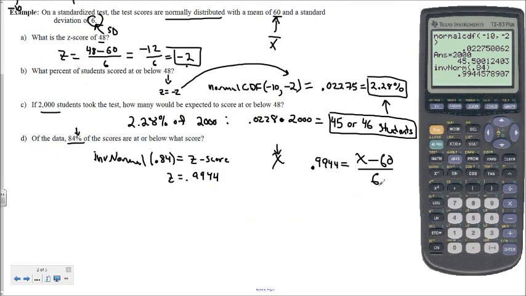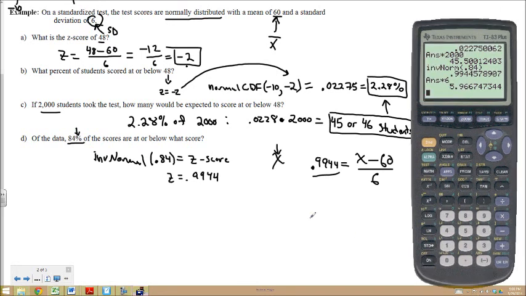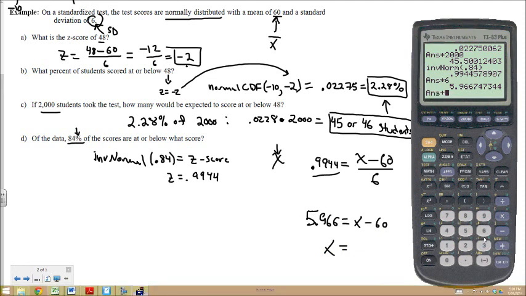So what I'm going to need to do is multiply both sides by 6. Well, fortunately, I still have this number, 0.9944, stored in my calculator. So I'm just going to multiply it by 6. I get 5.966. So that's 5.966 is equal to x minus 60. Then to solve for x, I'm just going to add 60 to both sides. And again, I have this entire number unrounded, still stored in my calculator. So I'm going to add 60 to that. And I get 65.966.